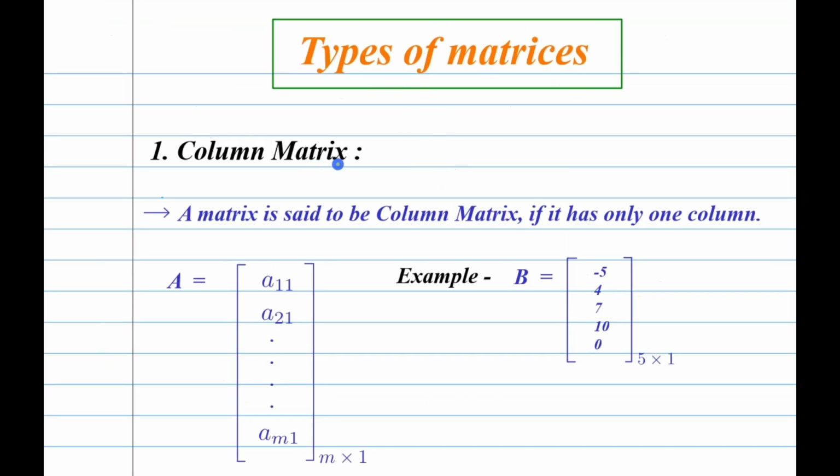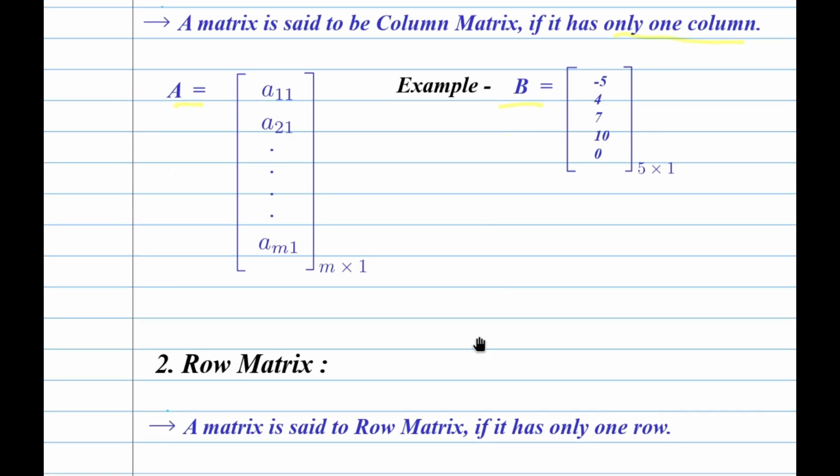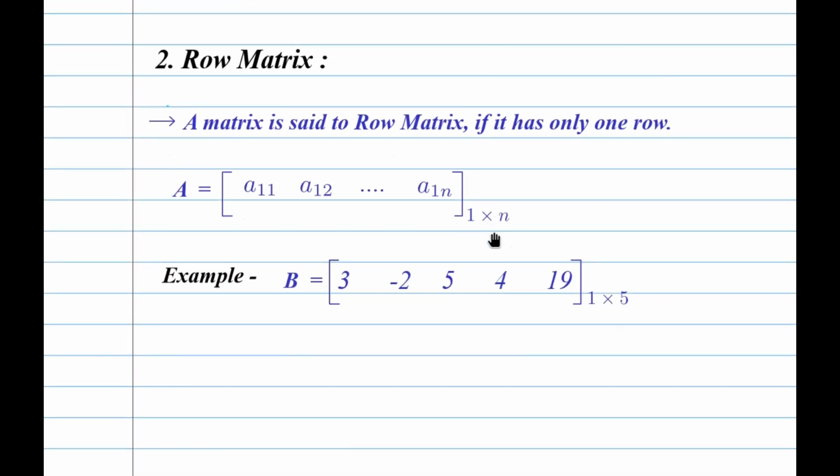The first type, a column matrix. If a matrix only has one column, it is said to be a column matrix. General representation and its example. Next, row matrix. Similar to a column matrix, if a matrix only has one row, then it is a row matrix. General representation and example.